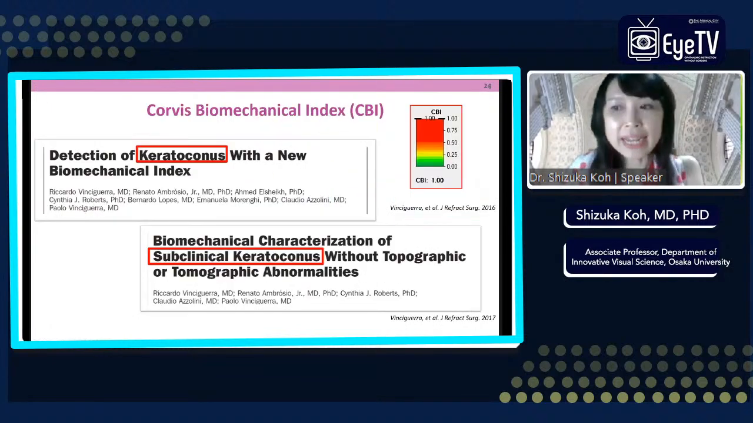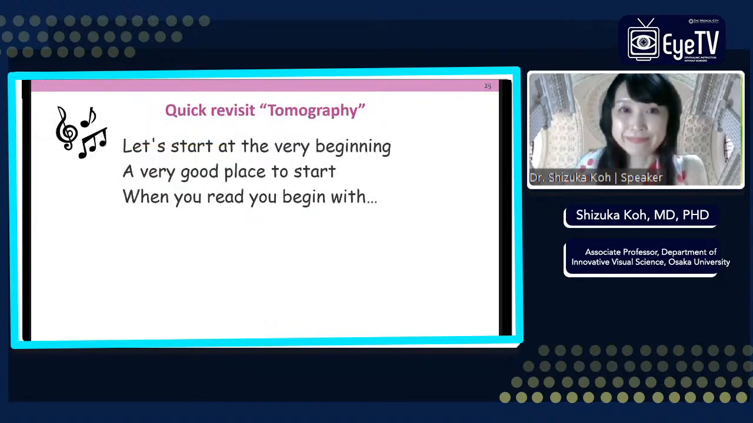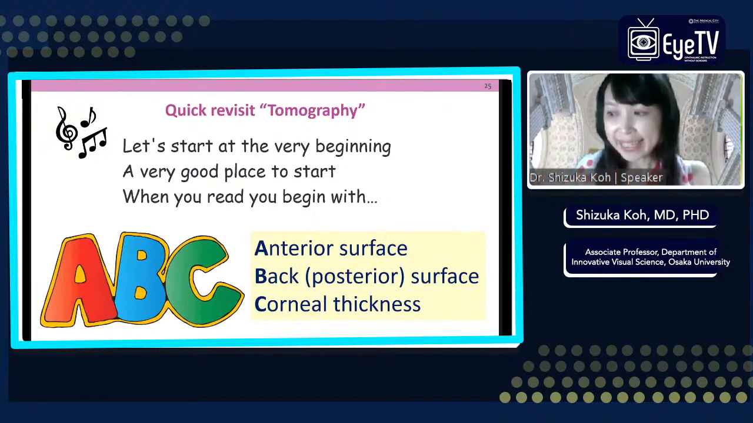Again, CBI, Corvis Biomechanical Index, is calculated based on the corneal thickness profile and deformation parameters, and it ranges between 0 and 1. It is useful for detection of clinical and subclinical keratoconus. Let's quickly revisit tomography. When you read tomography, you begin with ABC. Yes, A for anterior surface, B for back surface, C for corneal thickness.